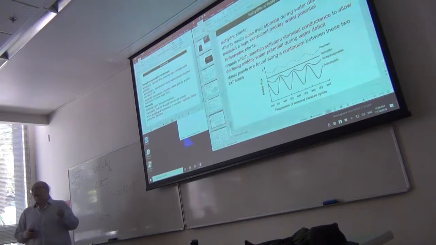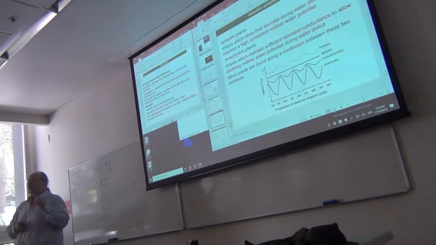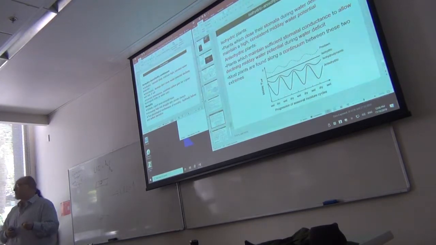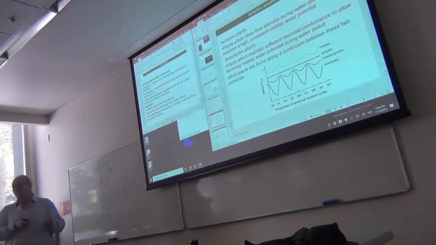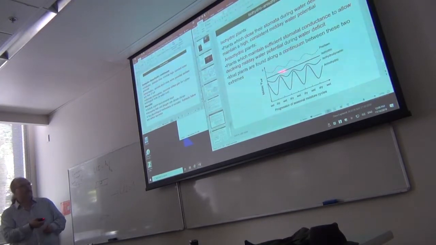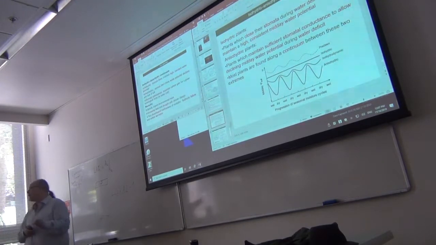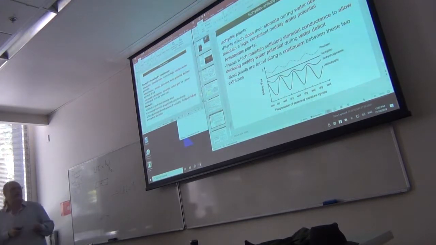Isohydric plants maintain a constant midday water potential by closing their stomata during drought. And so that's what you see here. This is an isohydric plant. Their midday water potential does not change regardless of what the soil water potential is.